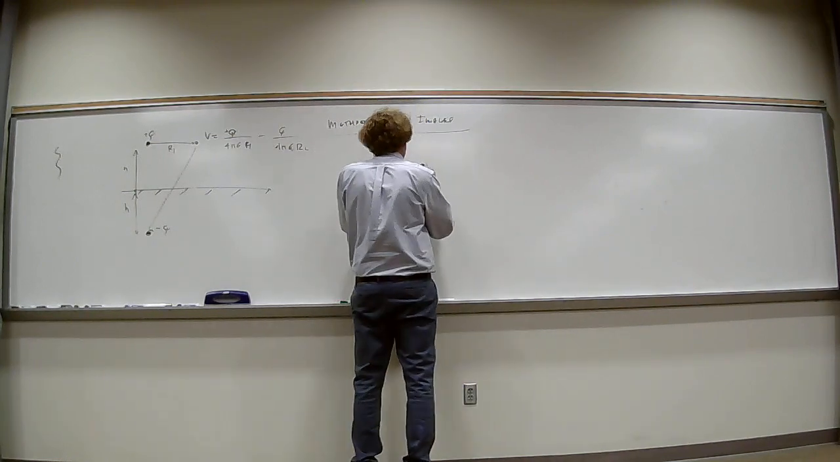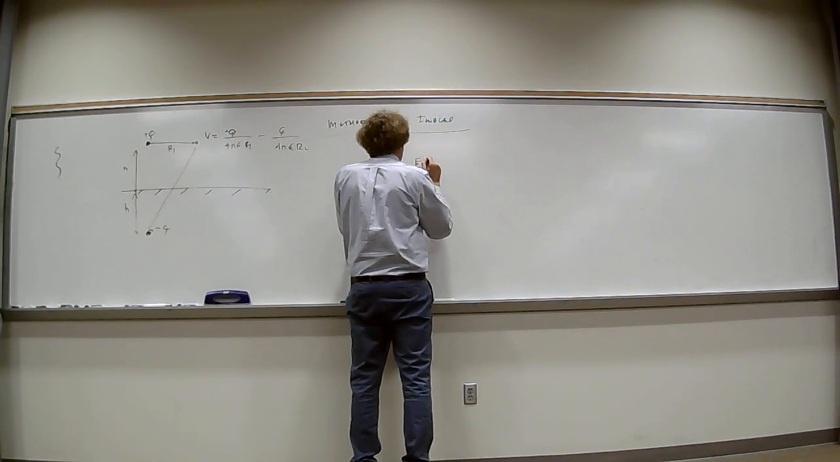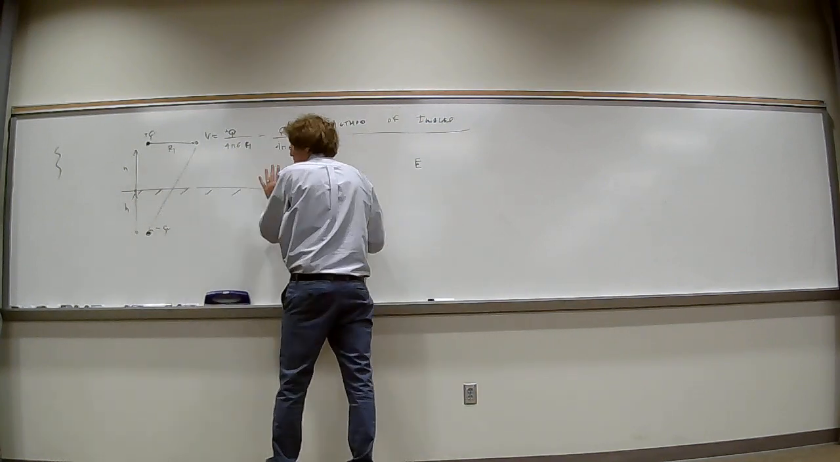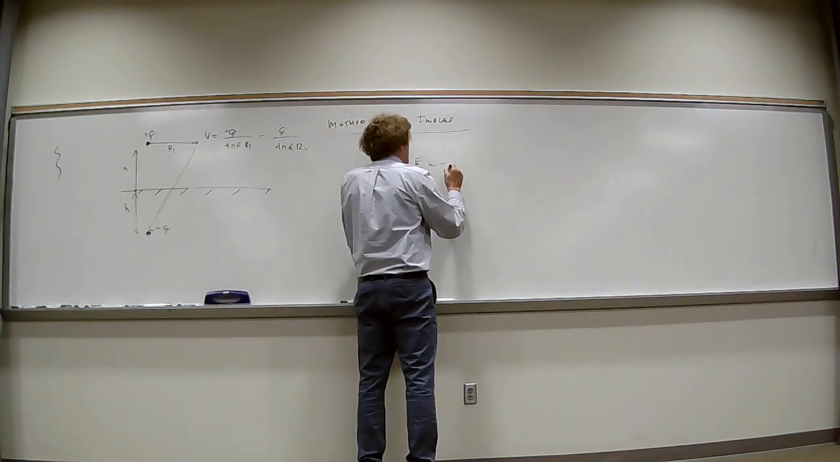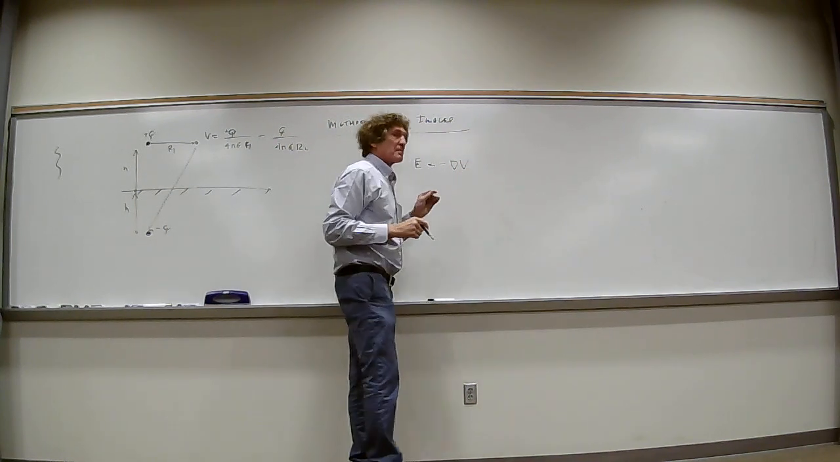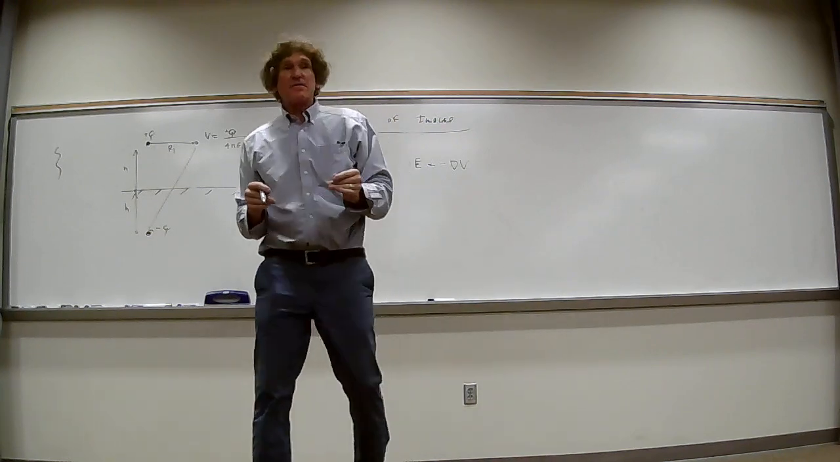So if you wanted the E field anywhere, and it would only be in the upper plane, would not be here, below that, to get the E field, the only thing you're going to do is take minus the gradient of the voltage. You would have the E field.